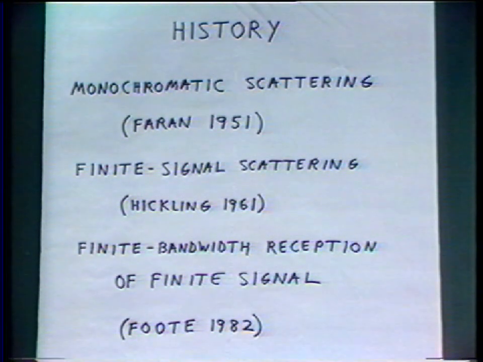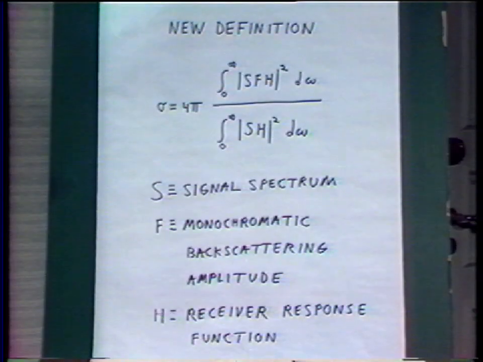Farren solved the basic problem of monochromatic scattering by a solid elastic sphere. Hickling generalized this to finite signal scattering, and Foote extended this to finite bandwidth reception of finite scattered signals. Foote also introduced a new generalized definition of backscattering cross-section. According to this, the backscattering cross-section sigma is related directly to the incident signal spectrum S, the monochromatic backscattering amplitude F of the sphere, and the receiver frequency response function H.